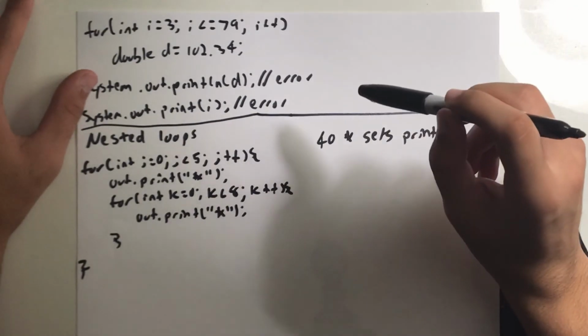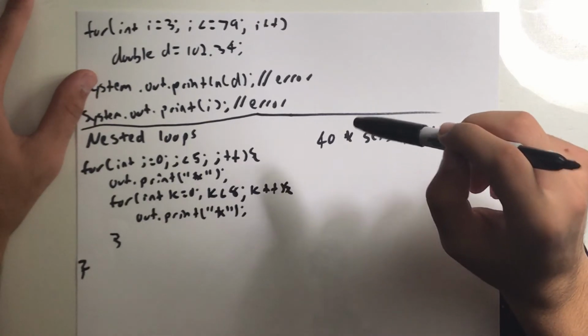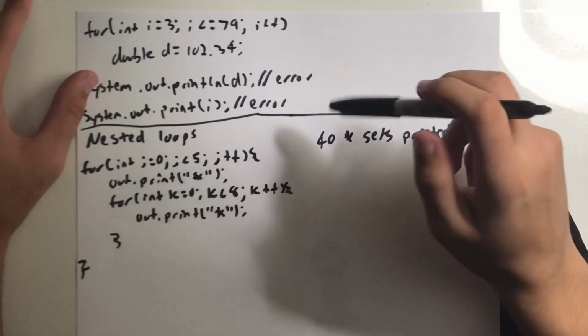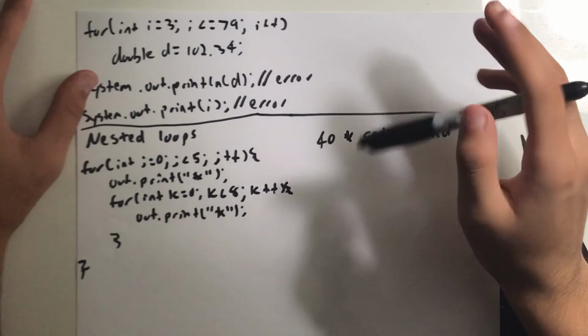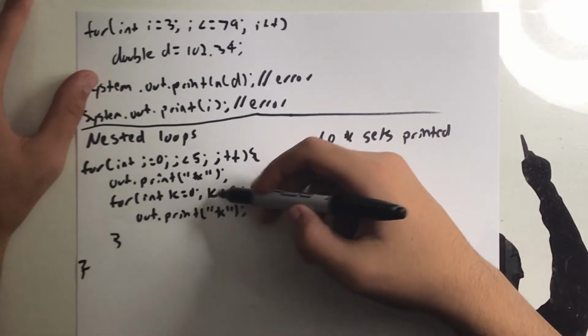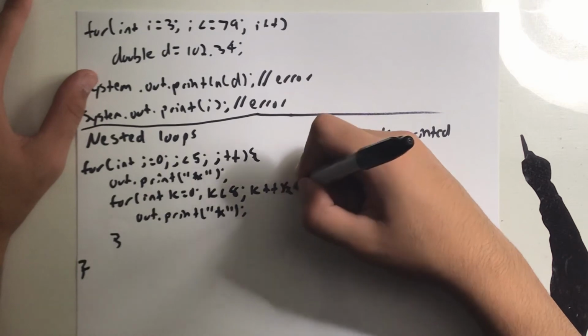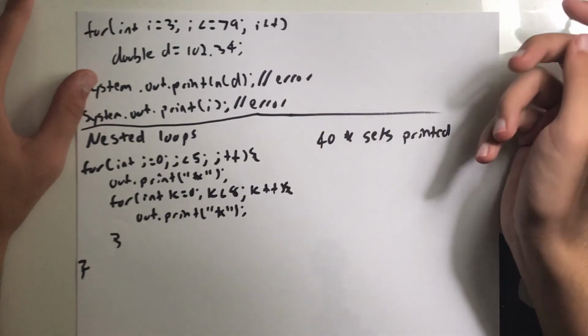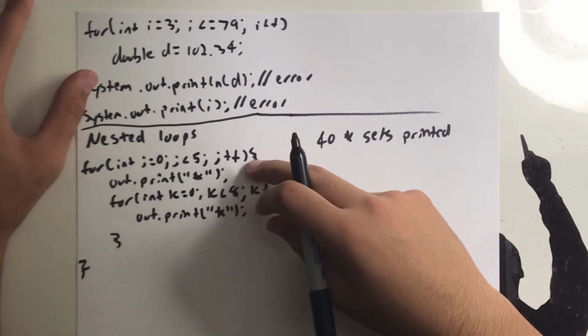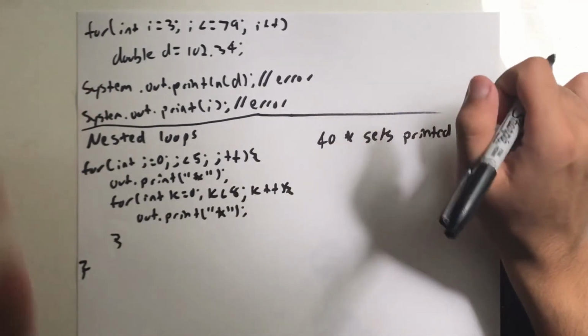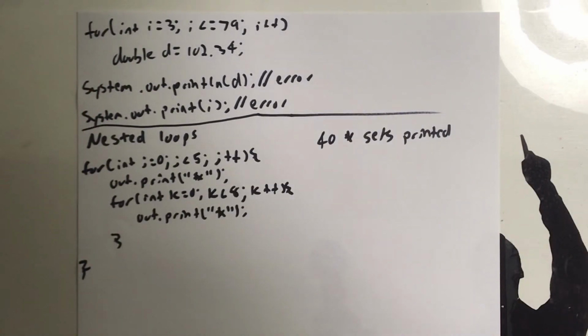Don't put a semicolon after the parentheses of a for loop. The loop will only be executed once. So let's say, for example, you put for k equals 0, k less than 8, k plus plus, and right here you put a semicolon, right? Then that loop would only be executed once, so it would only print 1 star, and that's it. Don't put a semicolon after the parentheses of a for loop. Just do it the way you see it here.